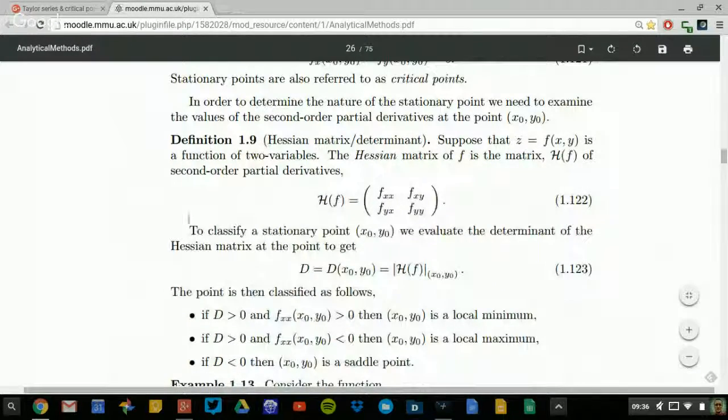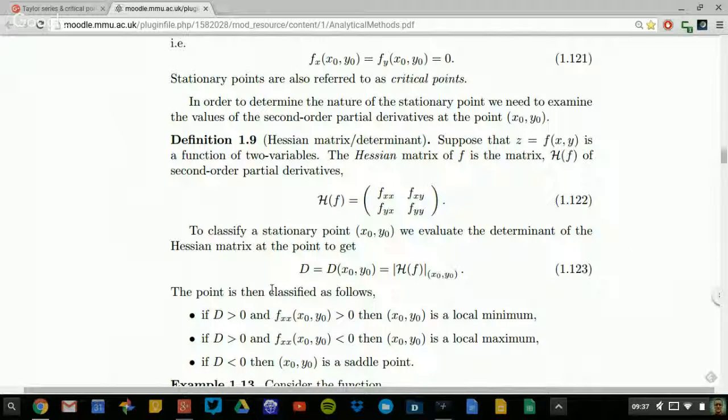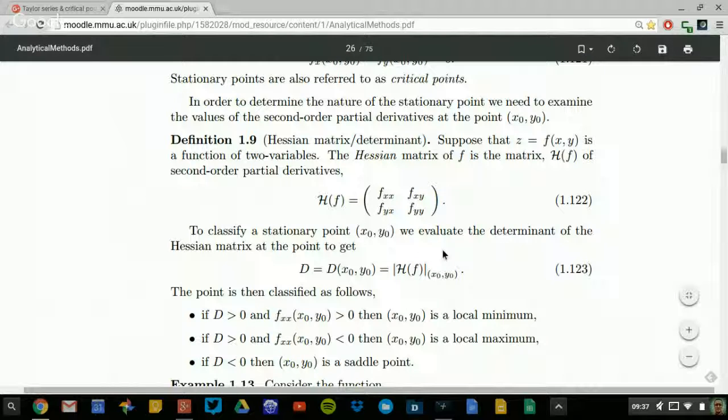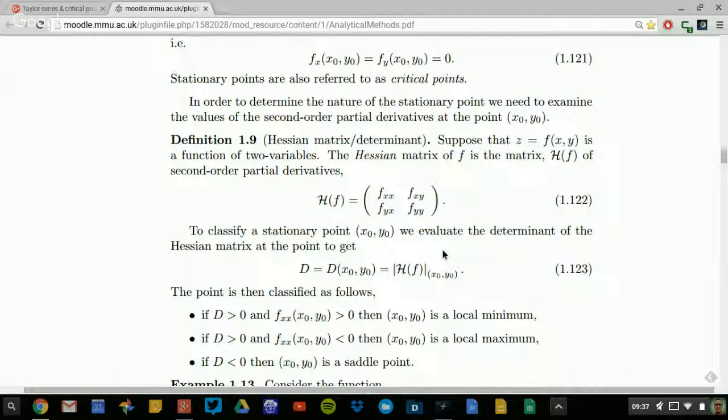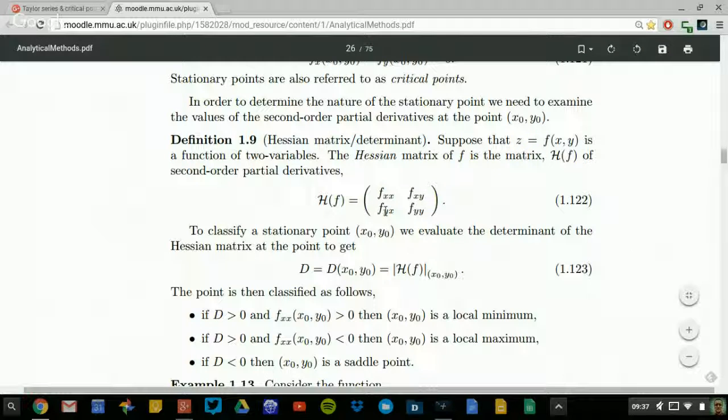Okay? Now, it's carried out using this quantity capital D. Capital D is better known as the Hessian determinant, the determinant of the Hessian matrix. The Hessian matrix, H of F, is this matrix of second order partial derivatives. So you've got fxx and fyy on the diagonal. Those are the second order partial derivatives with respect to x and y respectively on the diagonal. Then on the off diagonal, you've got the two mixed second order partial derivatives, d2f dx dy and d2f dy dx. Of course, they are both the same, okay, for most reasonable functions.